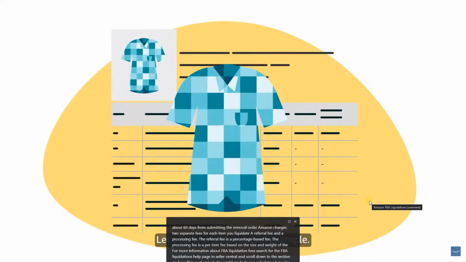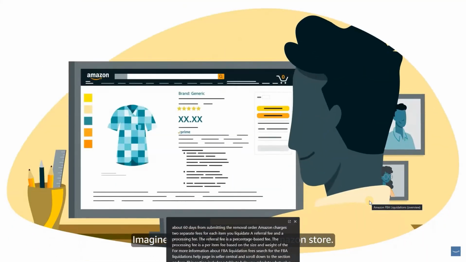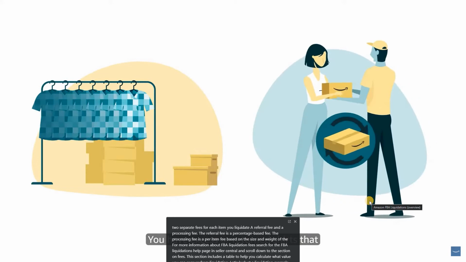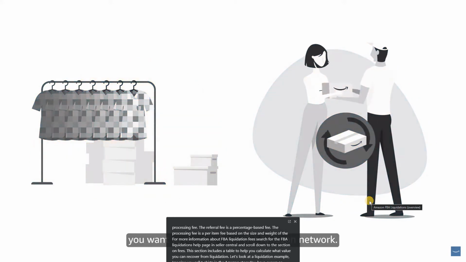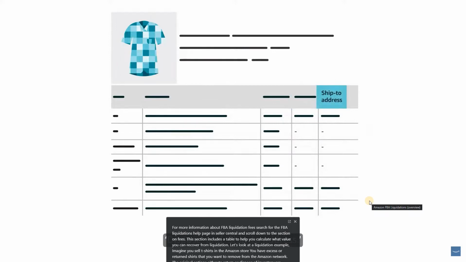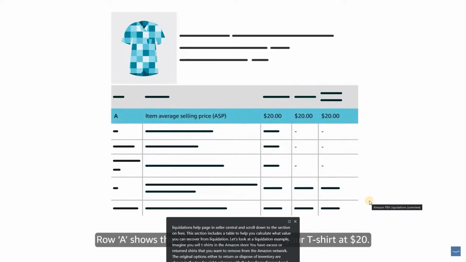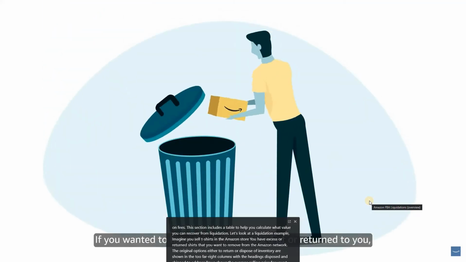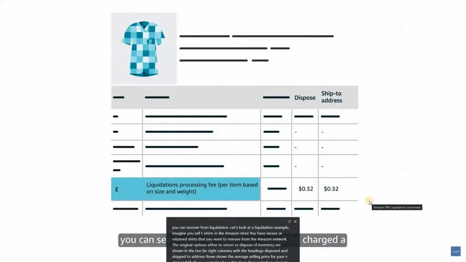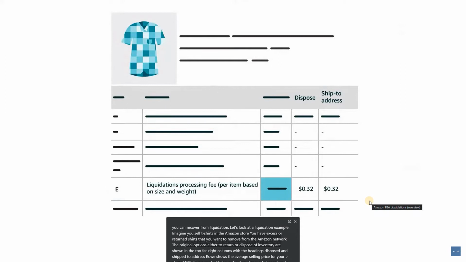Let's look at a liquidation example. Imagine you sell t-shirts in the Amazon store. You have excess or returned shirts that you want to remove from the Amazon network. The original options either to return or dispose of inventory are shown in the two far right columns with the headings Dispose and Ship to address. Row A shows the average selling price for your t-shirt at $20. If you wanted to have this item disposed of or returned to you, you can see in row E that you would be charged a 32-cent processing fee.